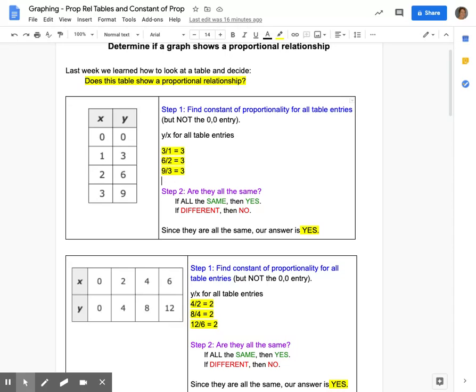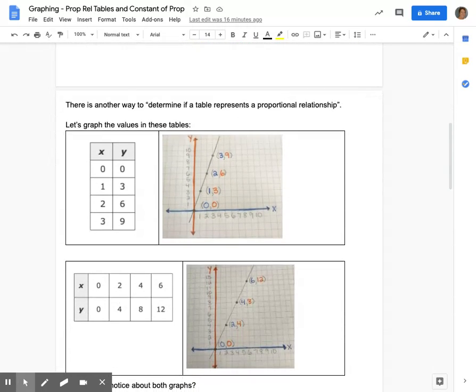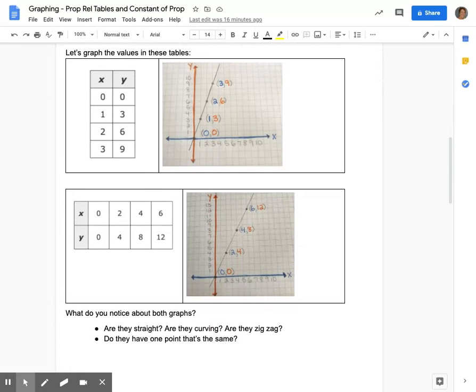And in both of these examples, the constant of proportionality was the same for all the table entries. So our answer for both was yes, these tables show a proportional relationship. Well, let's take a look at the graph of the values in the tables.